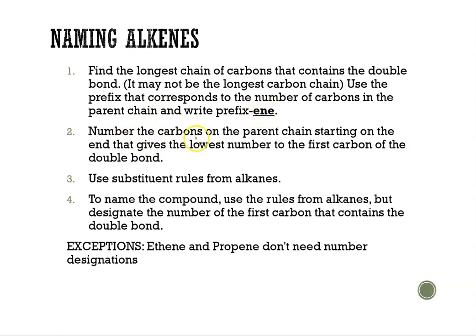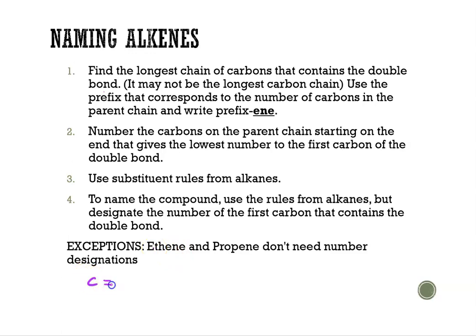Then we number the carbons on the parent chain, starting with the end that gives the lowest number for the first carbon in the double bond. We use all of the substituent rules from alkanes. The only thing that's different is that at the end, when you're done with all the substituents, you add a number right before you write the name of the parent chain, indicating where the double bond is. The only exceptions to this are ethene and propene.